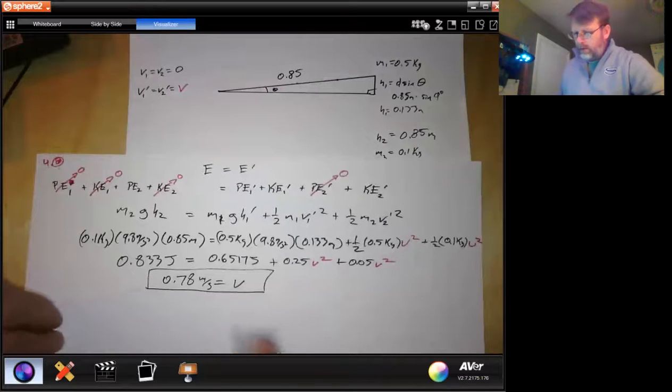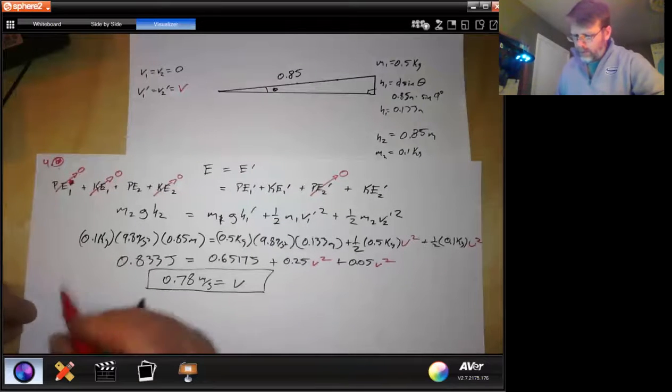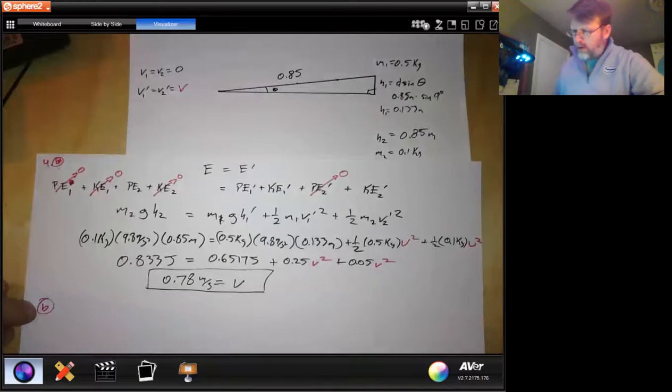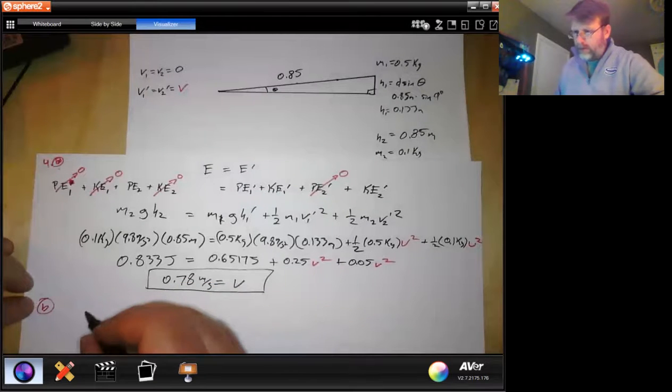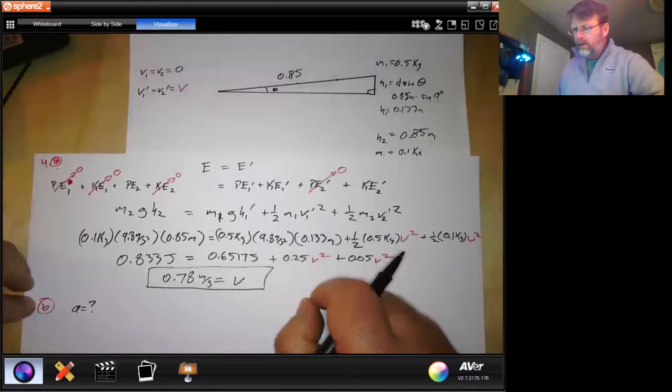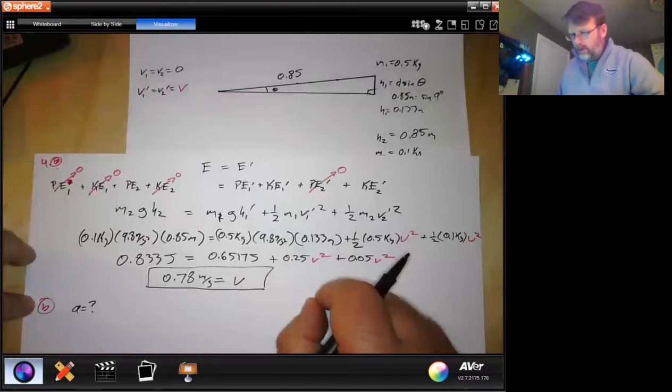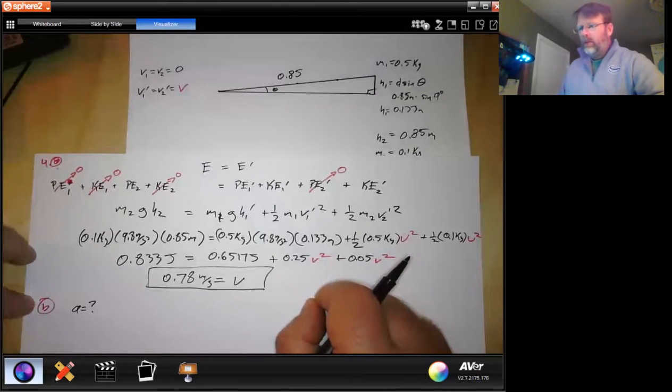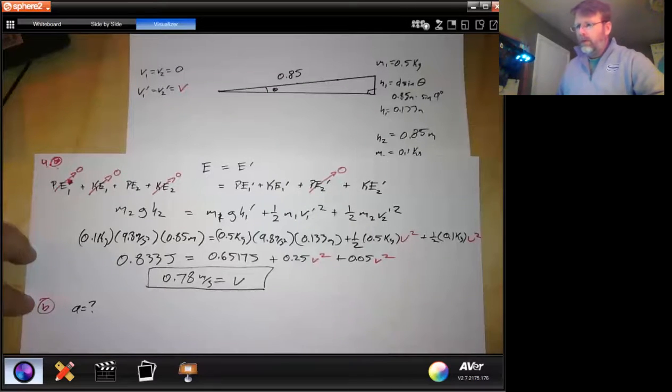Again, they're going to ask a similar question for part B, finding acceleration. Now we want to take a little pause and think about how we're going to do this, because now we have gravity acting on everything. So this is going to be a little bit trickier.